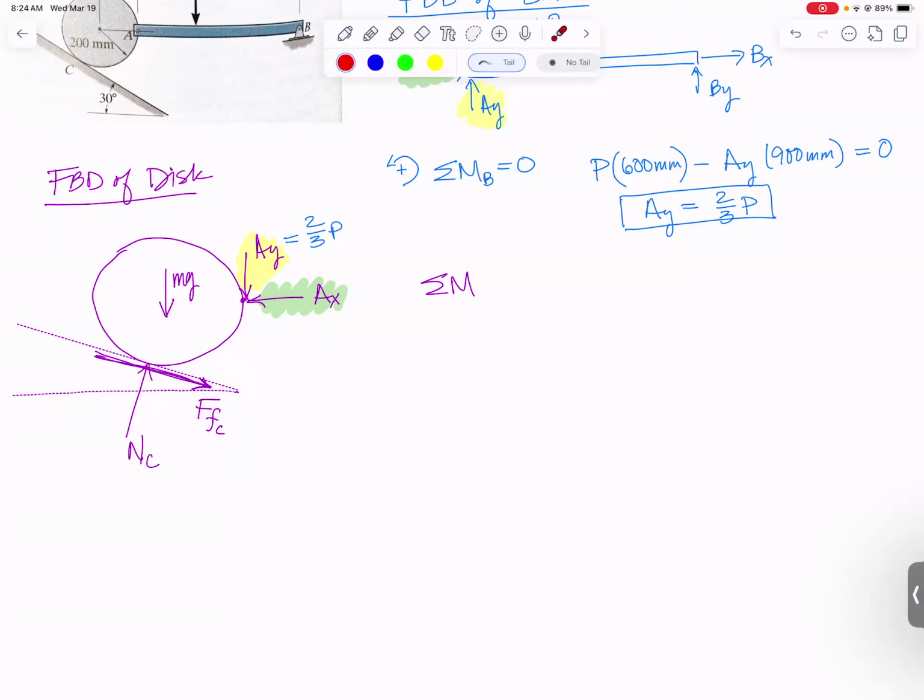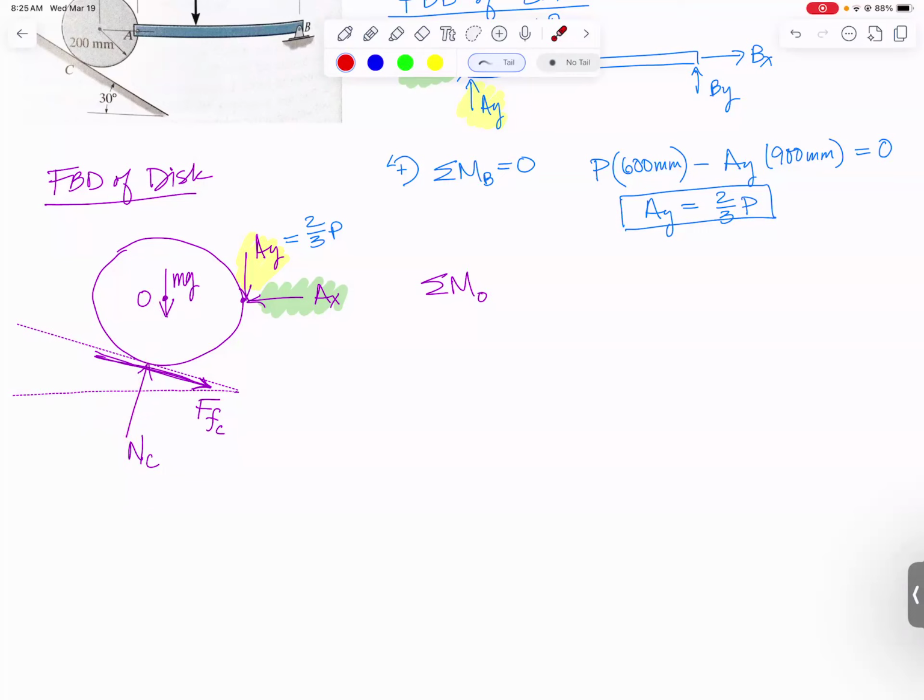So often with a circle, first consider summing moments about the middle of the circle, point O. And here's why. First of all, the weight will not cause a moment because it goes right through the center of the circle. In this problem, AX won't cause a moment because it's pointed straight at the middle of the circle. And finally, NC, the normal force anywhere around the perimeter of a circle, is always directed right toward the middle of the circle. And because it's directed right toward the middle of the circle, it doesn't cause a moment.